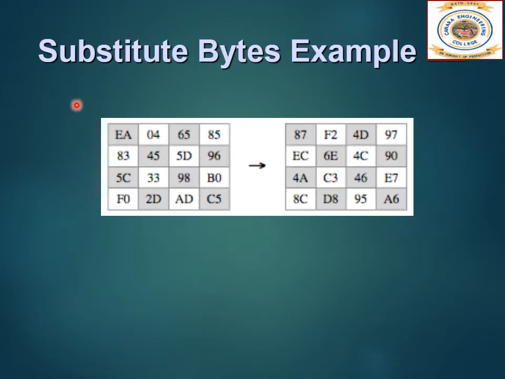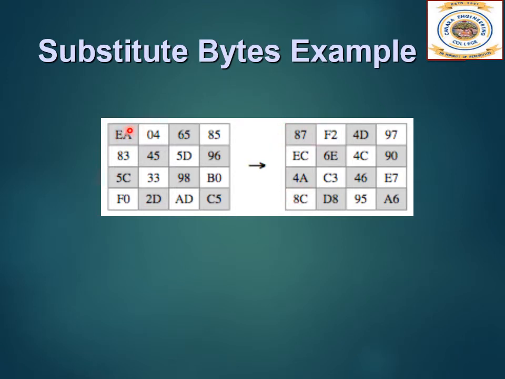Here, we'll consider the substitute bytes example. A 4 cross 4 matrix is given here. This is the input to the substitute bytes stage, and this is the output of the substitute bytes stage. This is called the state array. Here we will see EA is replaced with 87. We'll just discuss this first row, and see the S box table and how we get the first column over here.